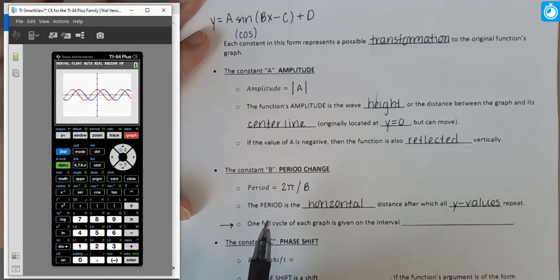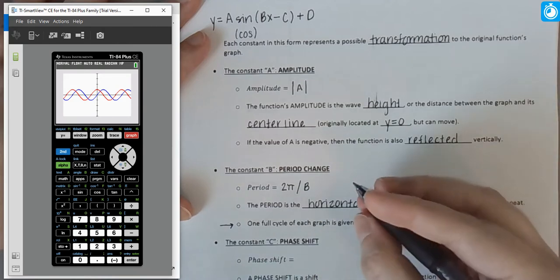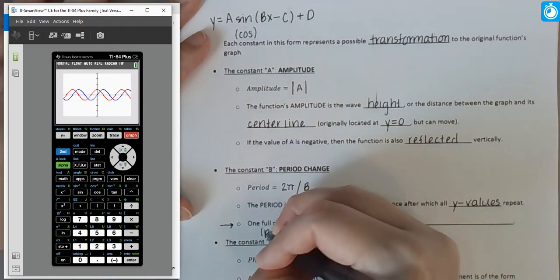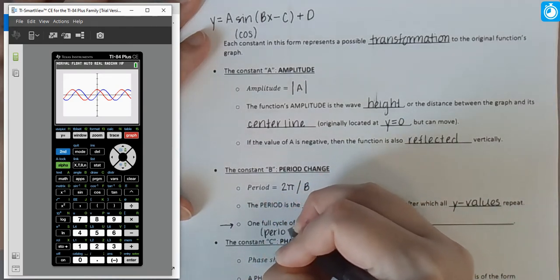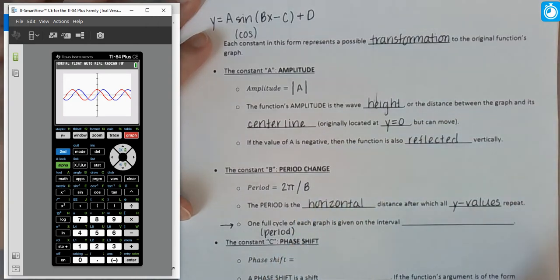And this is going to be really important from a practical standpoint once we start to graph. We need to think about where the full cycle of the graph is. In other words, if we want to graph that single period, where does the period start and where does it end? What's the interval over which we graph? One full cycle, one period, of each of our graphs is given on this interval.